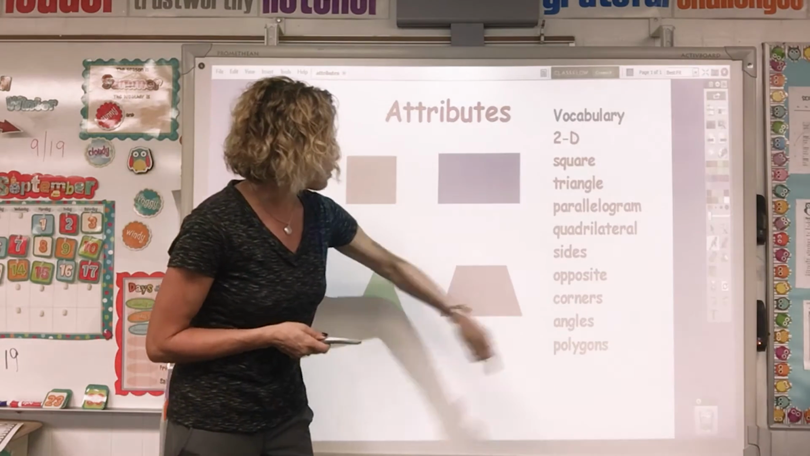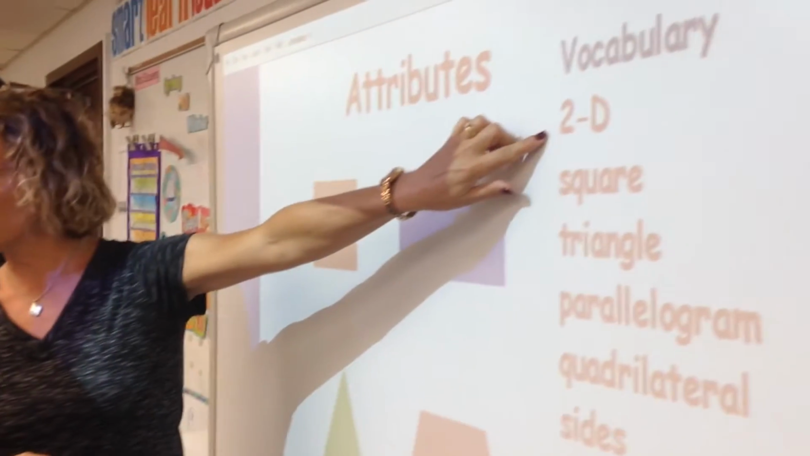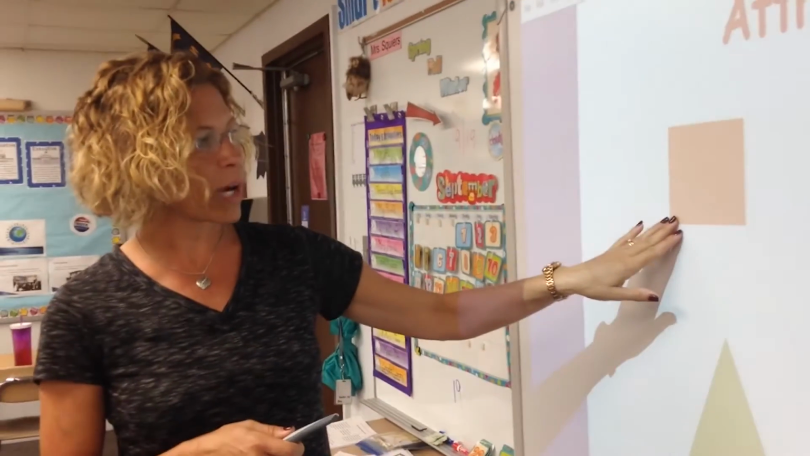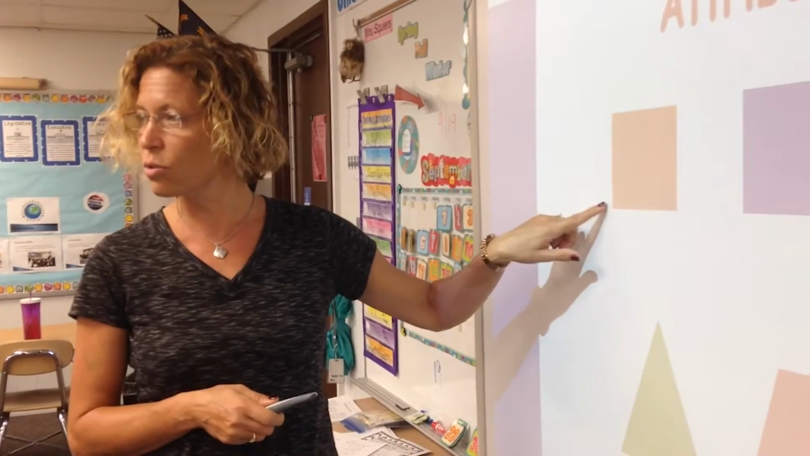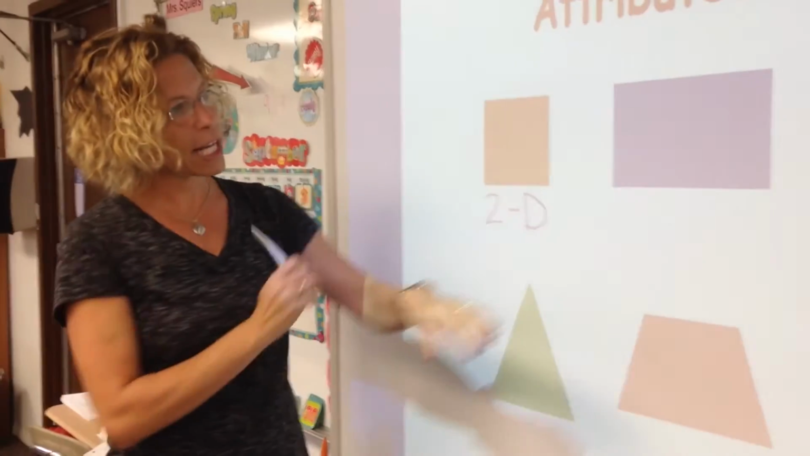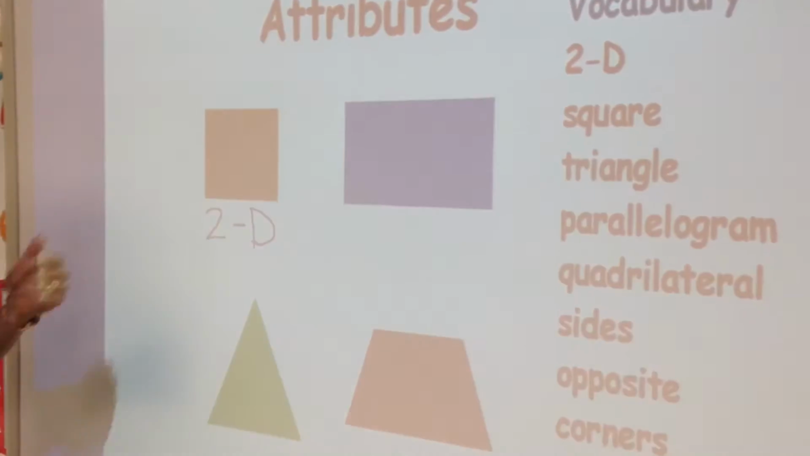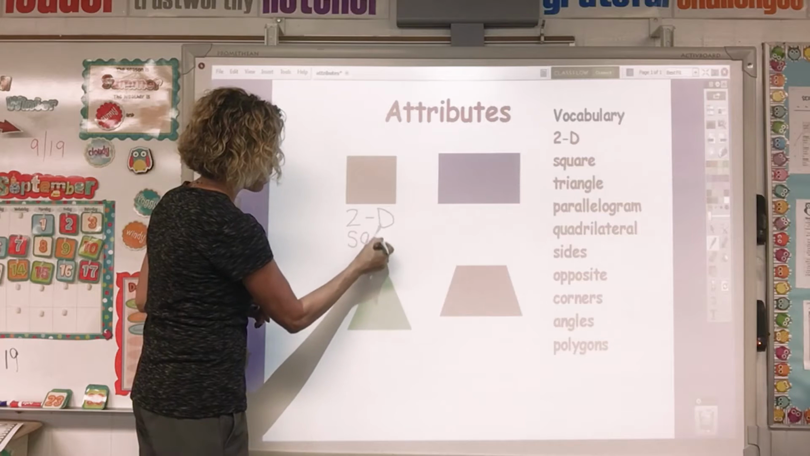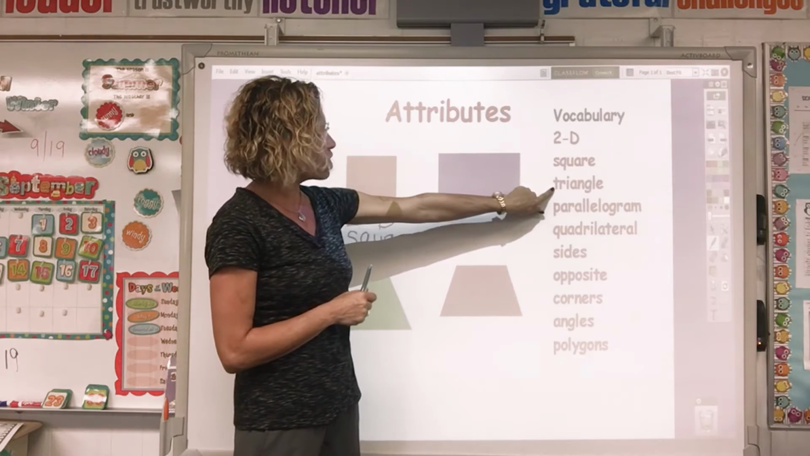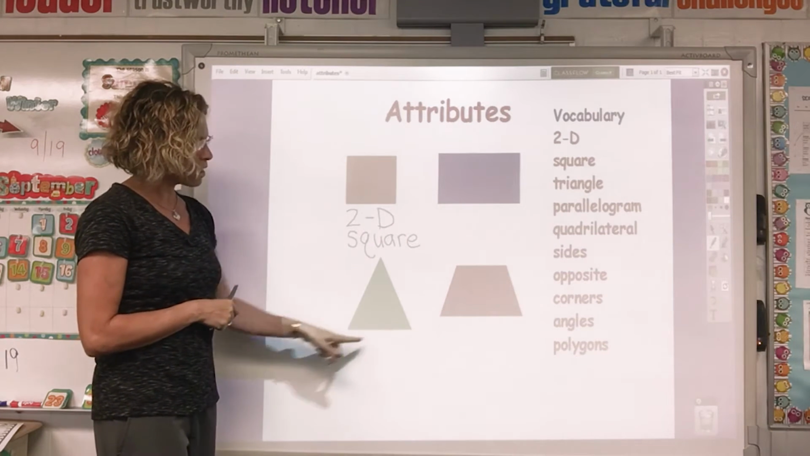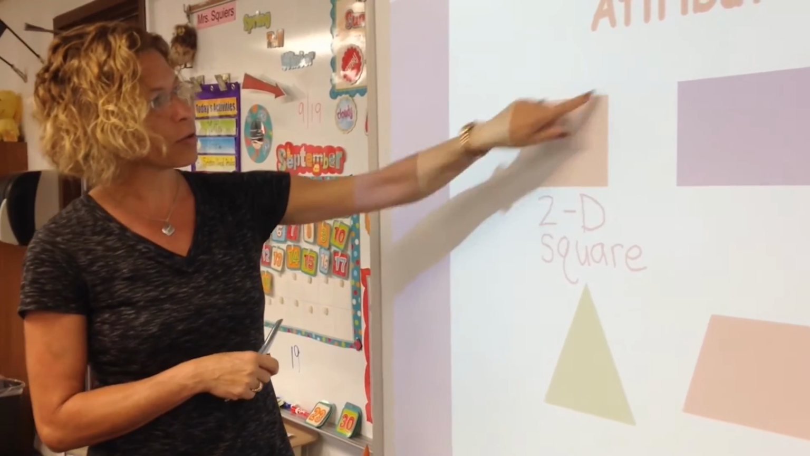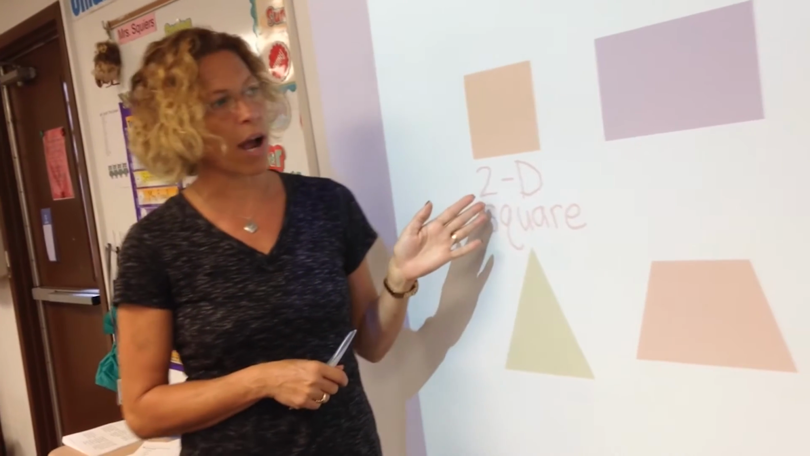Looking at my vocabulary over here, I know it's a two-dimensional shape, and that's all we need to do in third grade, is two-dimensional shapes. So a square can be described as a 2D shape. Then I go to my next vocabulary word, square, and I know that it's called a square, so I'm going to name it square. Now I go to my next word, triangle. Well, I know a triangle has 3 sides. Now let's count our sides, 1, 2, 3, 4. So I know that it's not a triangle.